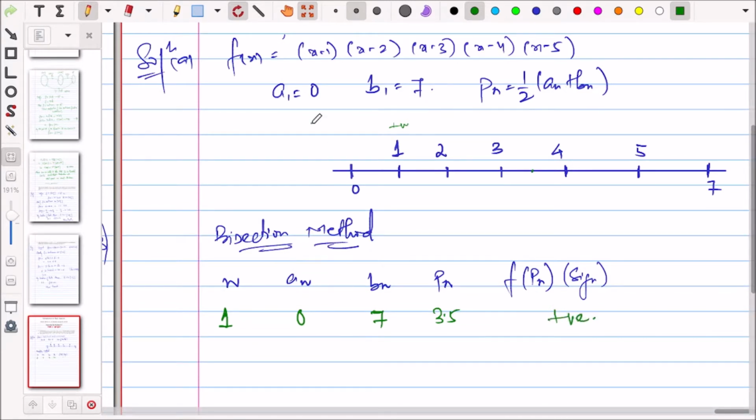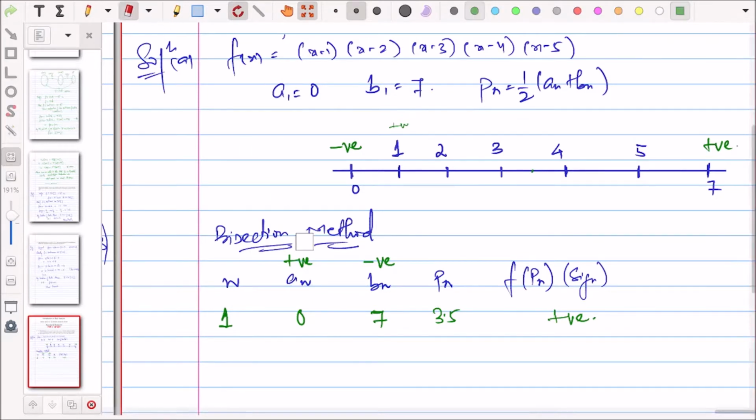Now what is the sign of a1? If you look at this, at 0 all five brackets are negative, so this is negative. At 7 all are positive, so this one is positive. So this one is negative, this one is positive.